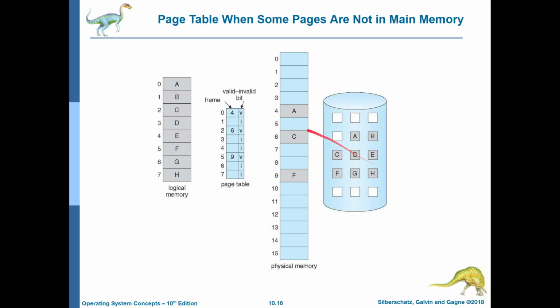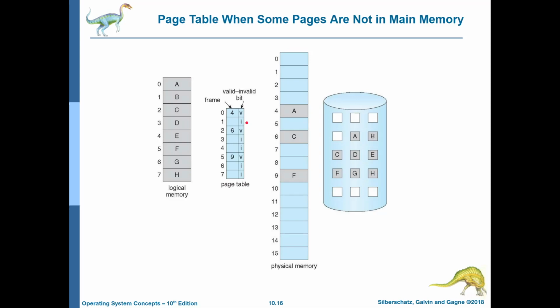So here we have logical memory of a process. This is a process that has 8 pages allocated. And in our page table, we have page 0, page 2, and page 5 in physical memory, so that whenever those accesses are made, it's a very quick translation by the memory management unit to go to the appropriate frame within physical memory. But all other pages are marked as invalid.